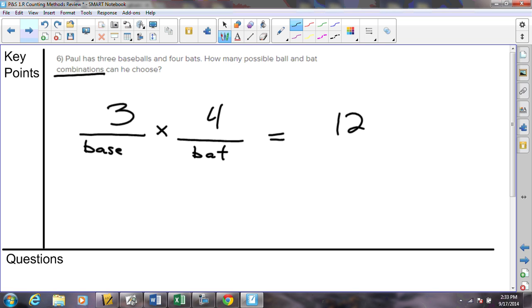Recognizing this as a fundamental counting principle problem is really the most important part of it, because if you don't recognize the strategy, you're not going to be able to do the really easy 3 times 4.